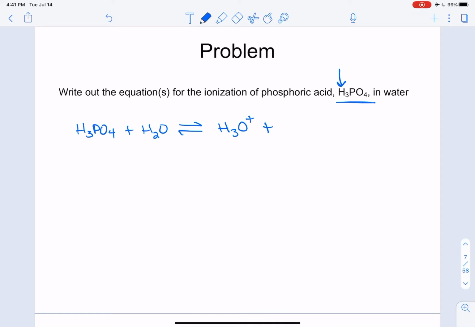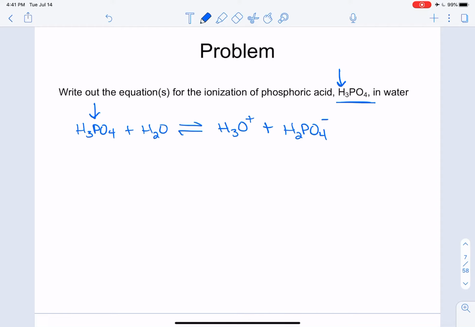And our other product is H3PO4 without one of the hydrogens, which makes it H2PO4. Now, H3PO4 is neutral, and it lost one of its pluses. So if you're neutral and you lose one of your positive charges, you're going to become what? You're going to become a negative charge, a -1.